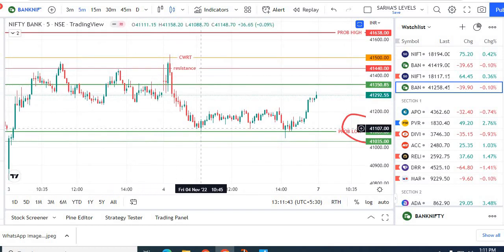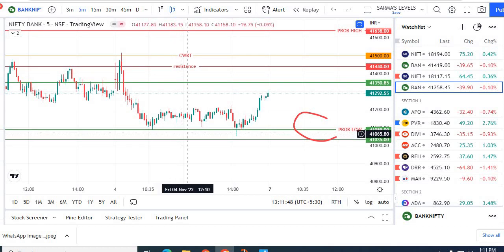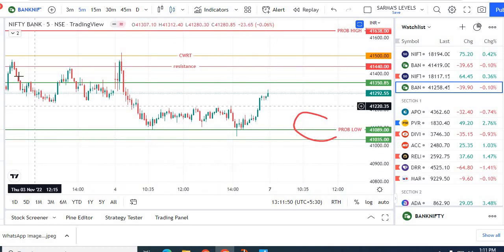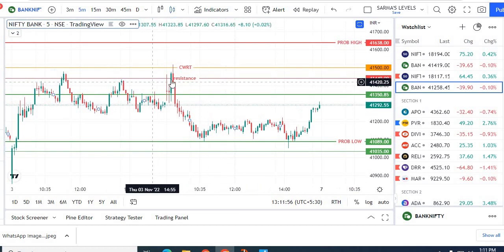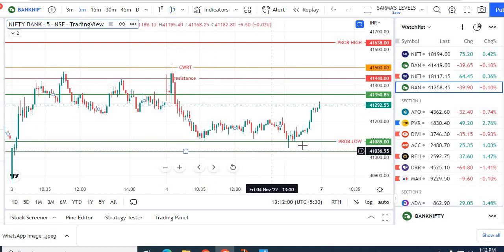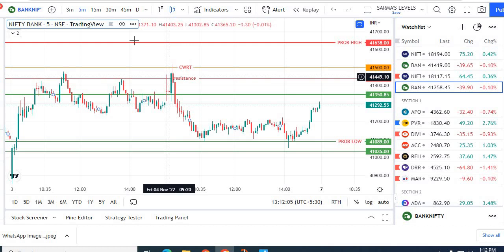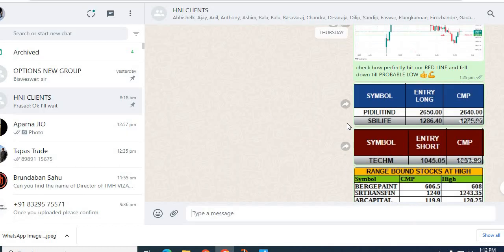So this line, see, it exactly touched it and got support. As I said, the probable low acts as support, and there it gets support. So you can buy as soon as you see the price coming down and touching this line. You can go for a call option here, or a put option. It happens every day, not only one day, every day it happens.